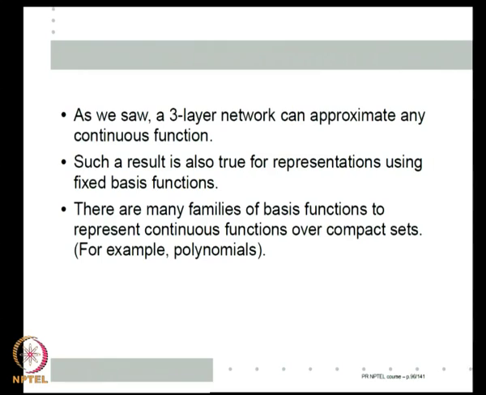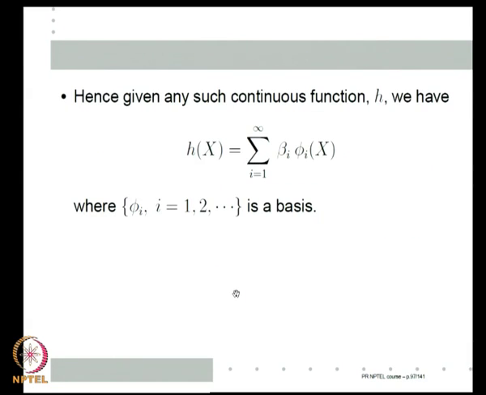For example, I can use polynomials, I can use Fourier functions. There are many families of basis functions to represent all continuous functions. Continuous functions form a vector space. So, there will be some basis for it, and in terms of the basis I can represent anything. What does that mean? Given any continuous function h, we can always represent h x equal to the sum from i equal to 1 to infinity, because this function space may be infinite dimensional, of beta i phi i x, where phi 1, phi 2 and so on is a basis for that vector space.